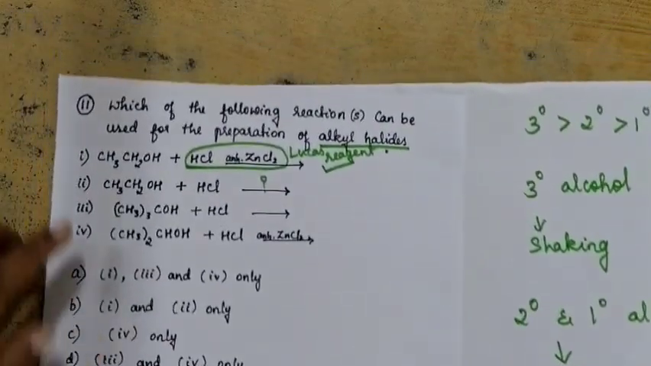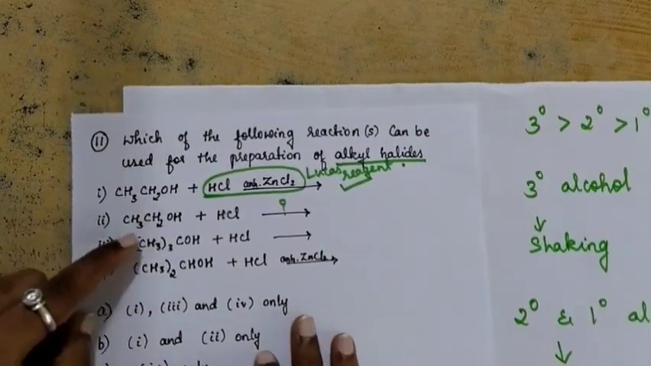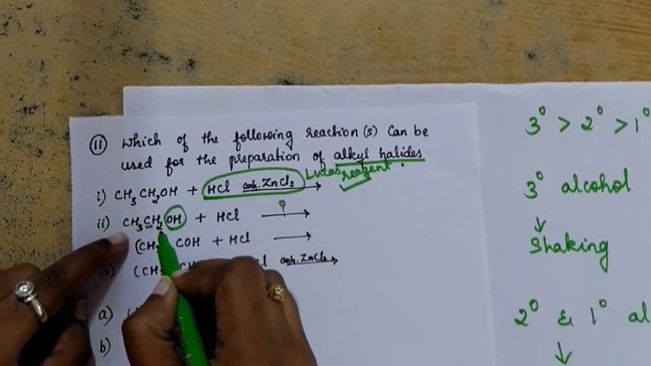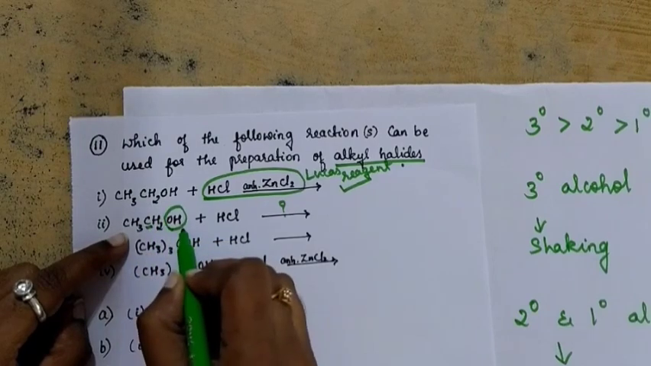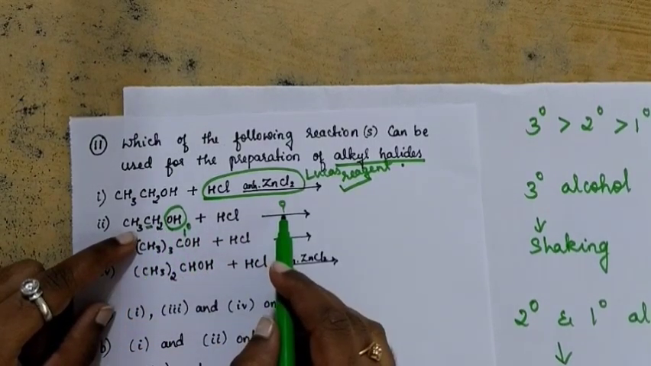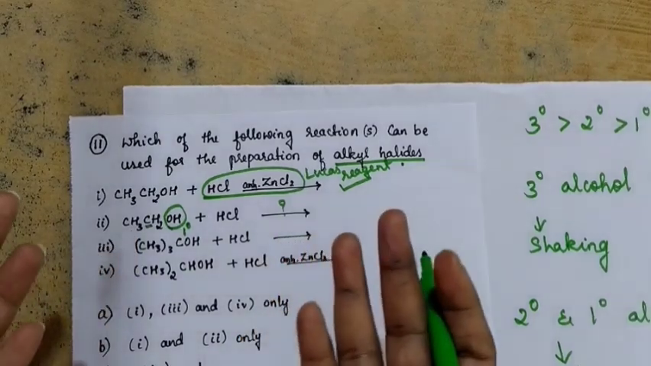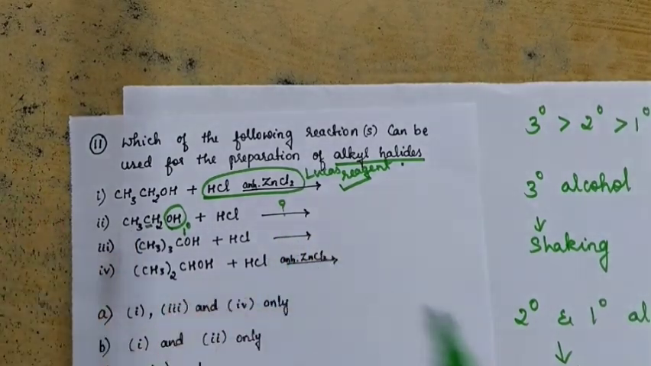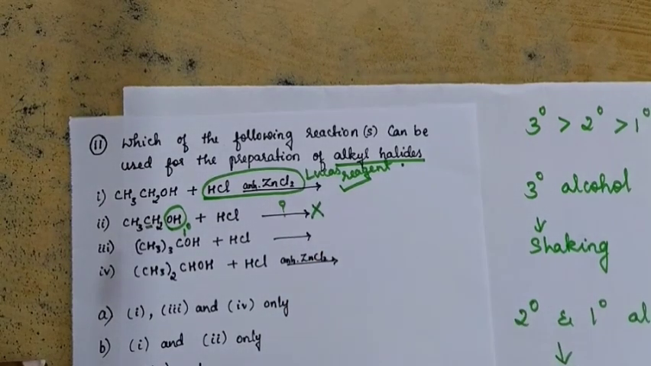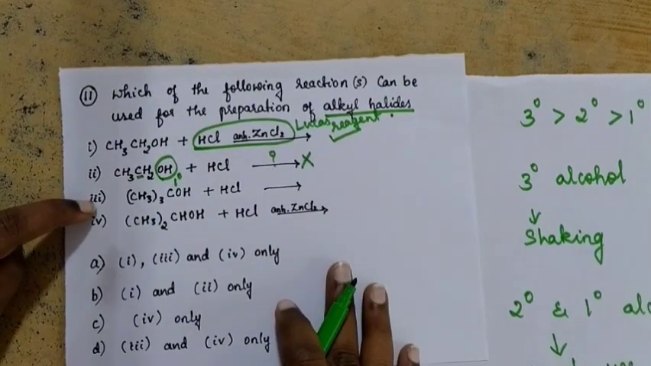And if you observe this second reaction, here alcohol is attached with this carbon atom which is bonded with only one more carbon atom. So it is primary alcohol. And when you are using primary alcohol, there is no condition given. When there is no catalyst given, definitely it is not going to form the product. So this is not the method to prepare alkyl halide. Let us see the third one.